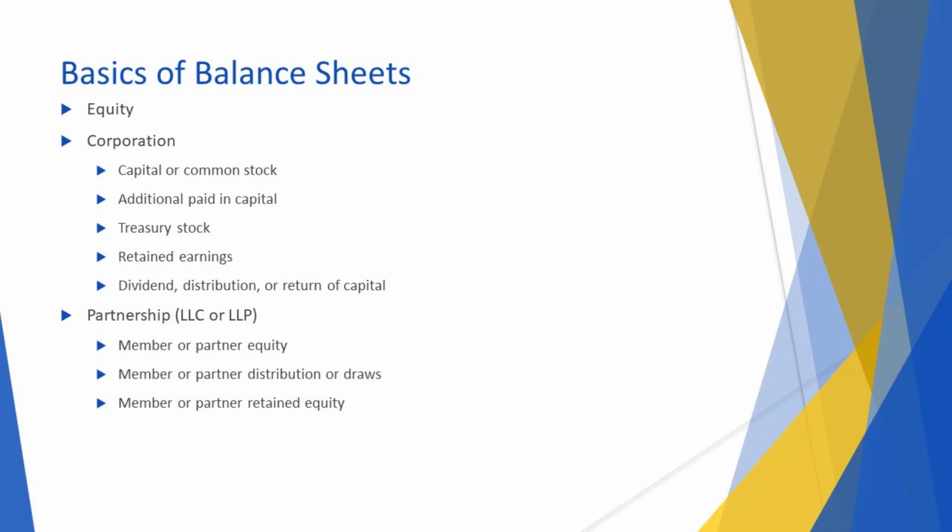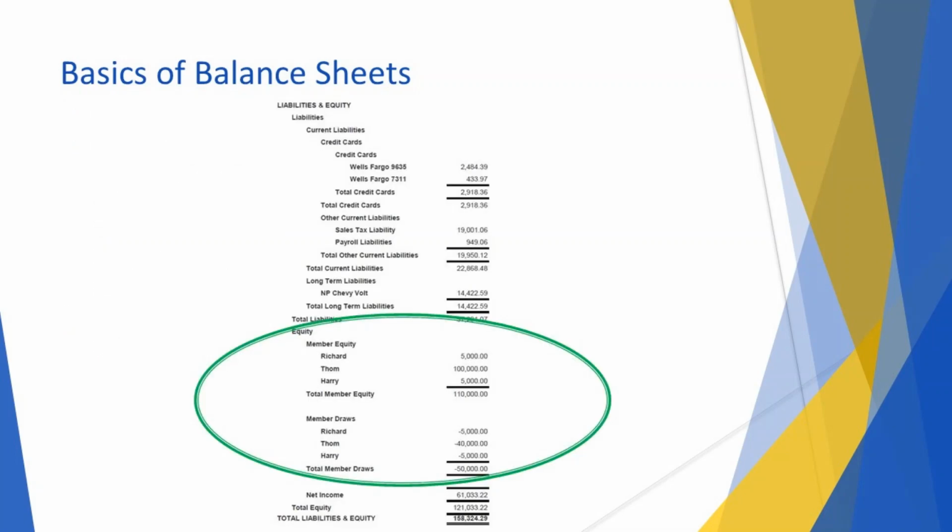In a partnership, you will see member or partner equity, member or partner distributions or draws, and member or partner retained equity. There are multiple ways to handle this, but we list everything specific to each partner.